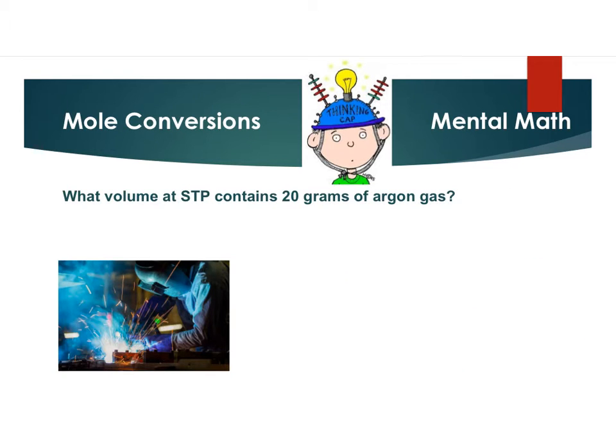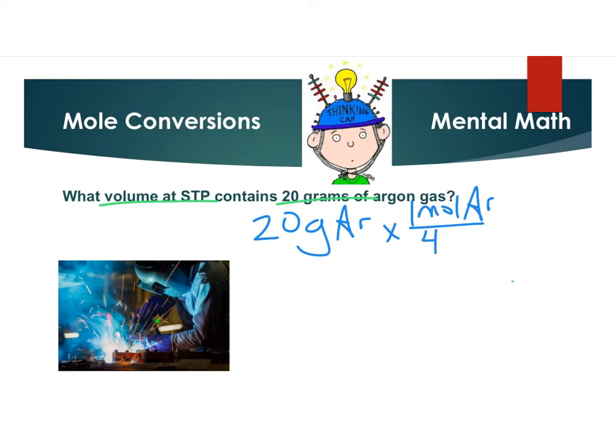Okay, this one says what volume at STP contains 20 grams of argon gas. So they gave us grams and they asked us for volume. So this is going to be a 2-step problem. So we're going to start with our 20 grams of argon. We have to first convert that to moles. So for 1 mole of argon, there are 40 grams of argon. That's its molar mass, 40 grams. So 20 divided by 40 is just 1/2 or 0.5 moles. And then we take that and we say, well, 0.5 moles of argon.